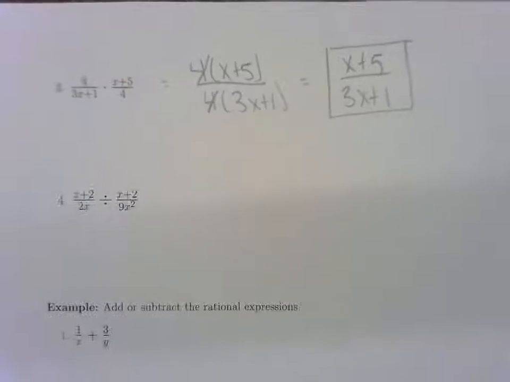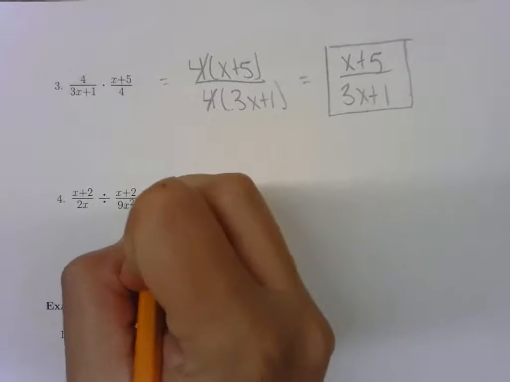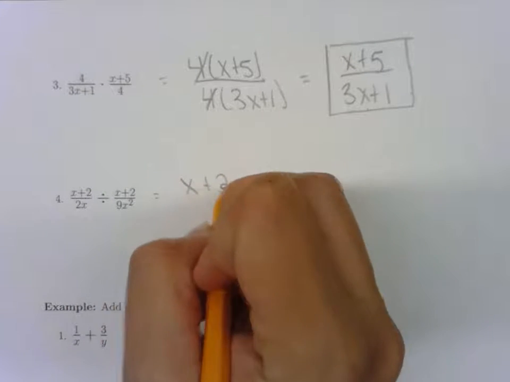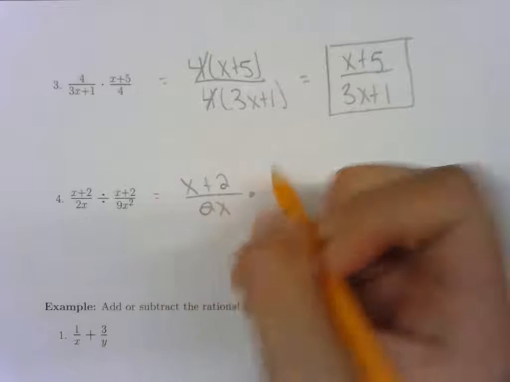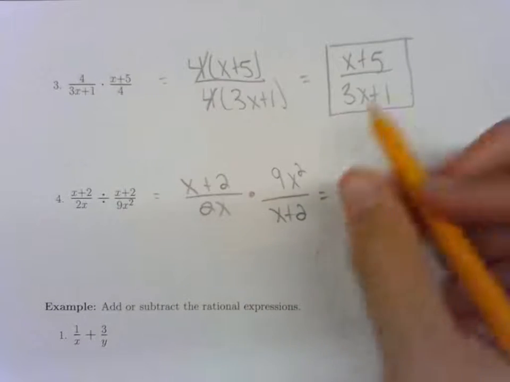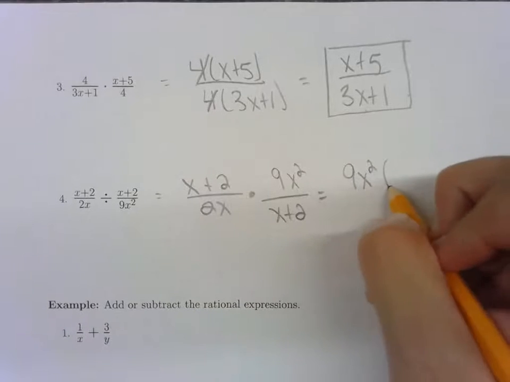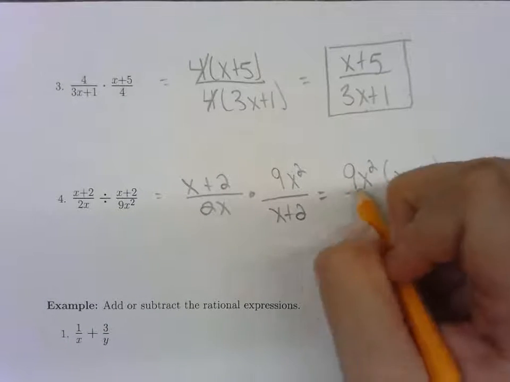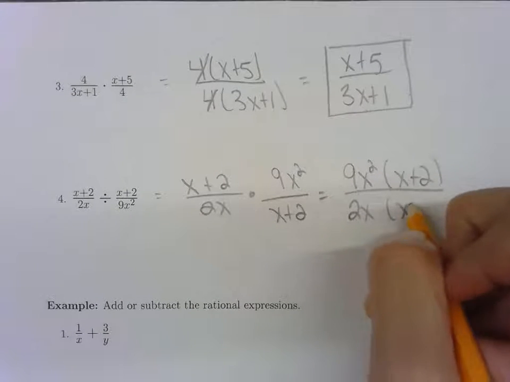Okay, and the last one of multiplying and dividing rational expressions is number 4. It's x plus 2 over 2x divided by x plus 2 over 9x squared. Okay, so we have divided by, so we're going to flip the second fraction and multiply. So this would be 9x squared over x plus 2. Okay, so we're left with 9x squared when we multiply times x plus 2 over 2x times x plus 2.